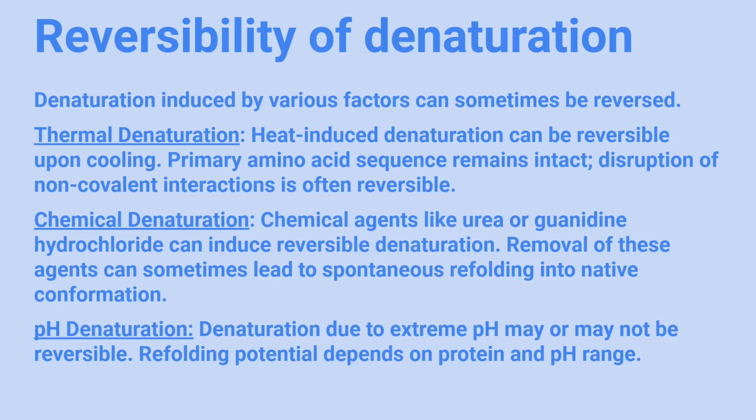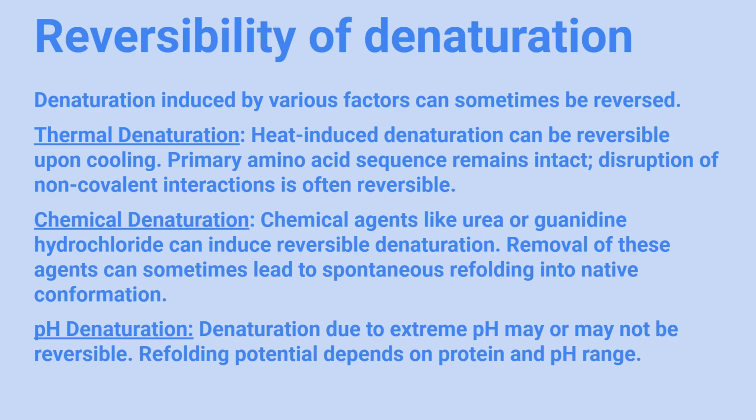In many cases, denaturation induced by heat, however, is reversible. When the denatured protein is cooled, it may regain its native conformation and biological activity. This reversibility is due to the fact that the primary sequence of amino acids remains intact, and the disruption of non-covalent interactions is often reversible upon cooling. However, prolonged or extreme heat exposure may lead to irreversible denaturation and protein aggregation.